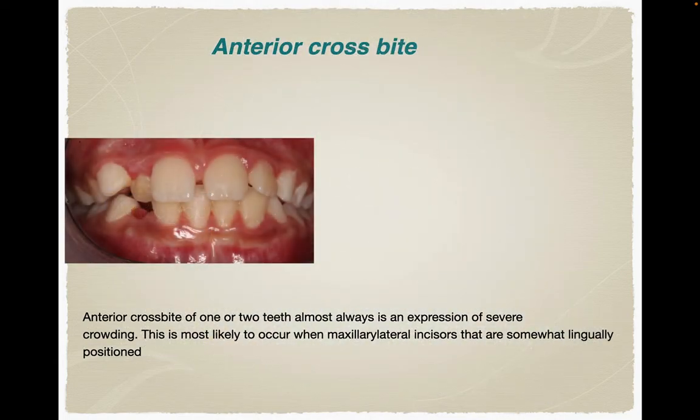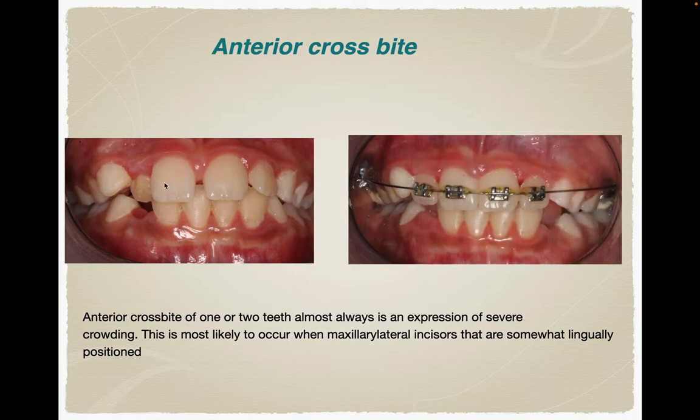So anterior crossbite usually involves 1 or 2 teeth, as we can see here. Now, if the crossbite is involving 1 or 2 teeth, that usually is caused by crowding, because this tooth does not have a space to erupt. So what's going to happen is it's going to erupt palatally. Sometimes the etiology for this crossbite is the location of the tooth bud of these lateral incisors, which is more into a palatal position.